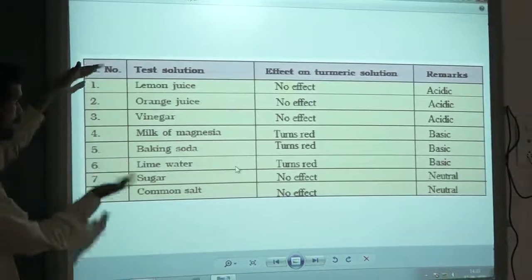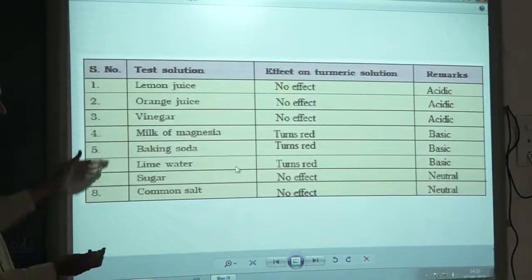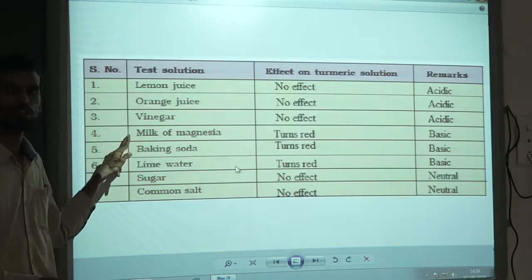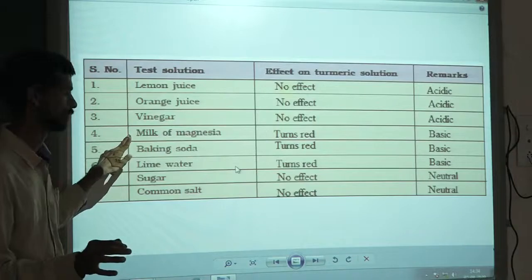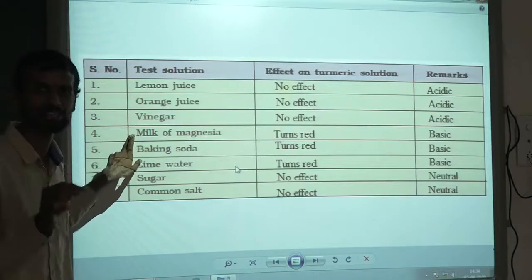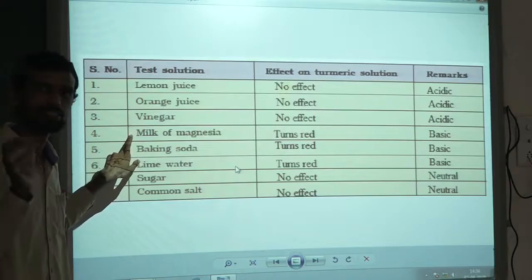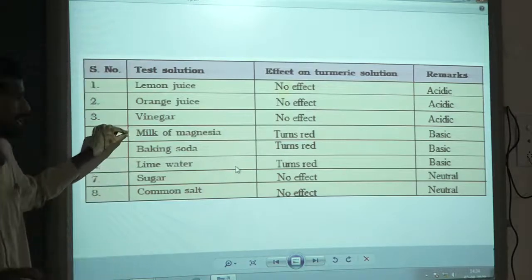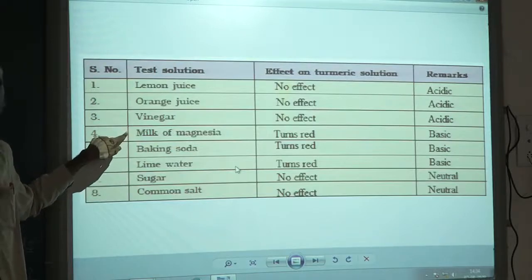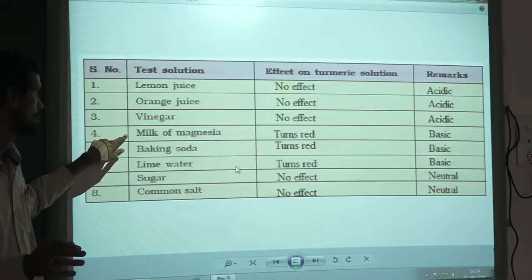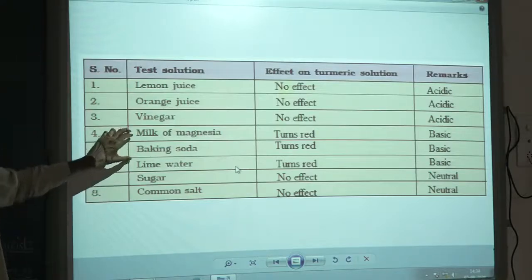Okay. Many such substances are available. This milk of magnesia is used for treating acidity. If you go to a medical shop and purchase an antacid, it's a base. It is used for treatment of acidity. So antacid tablets, acidity tablets, they contain this milk of magnesia, right? So baking soda, these are basic.